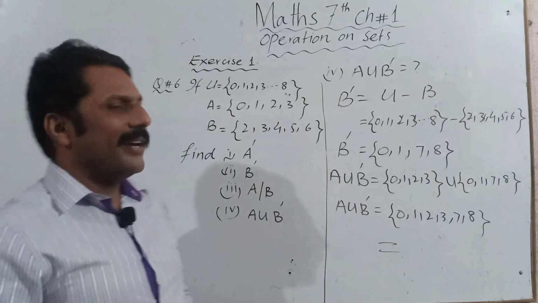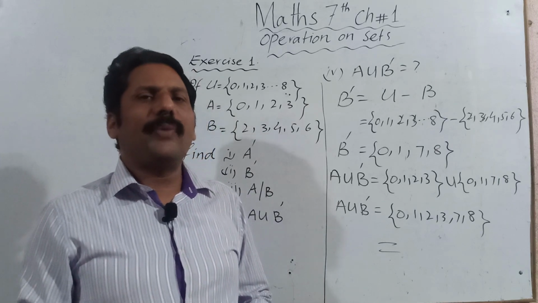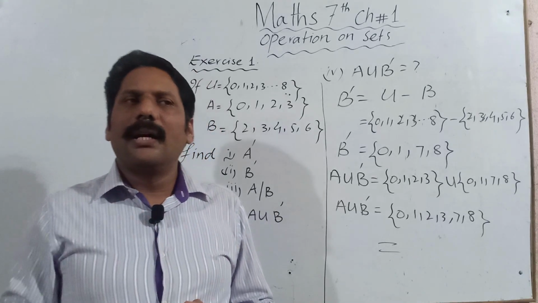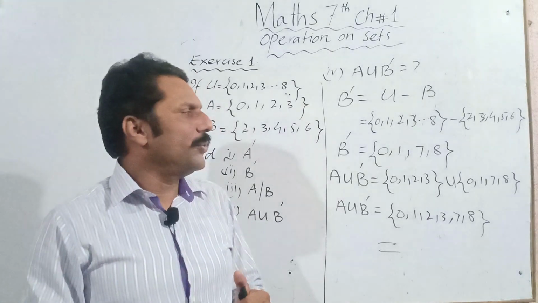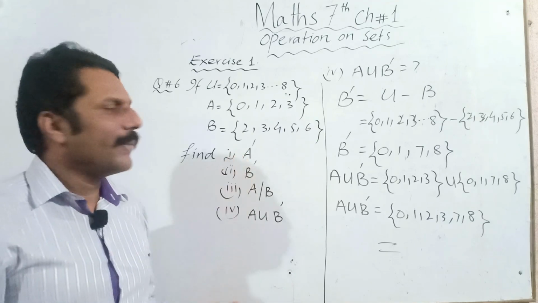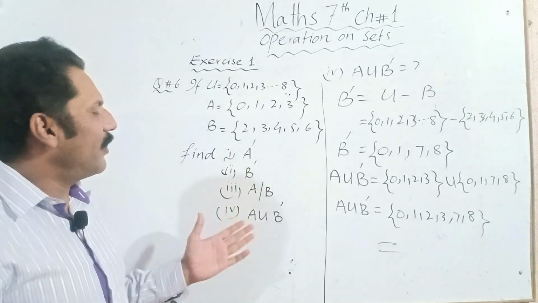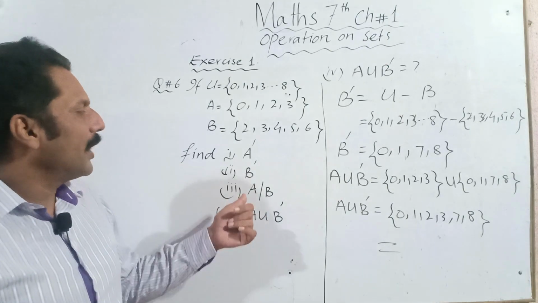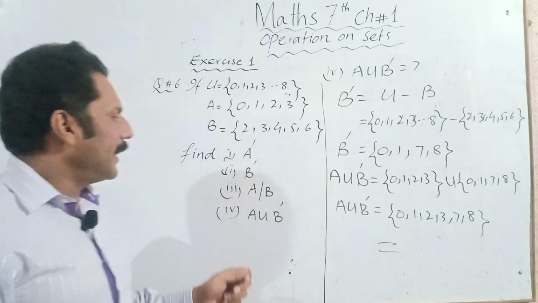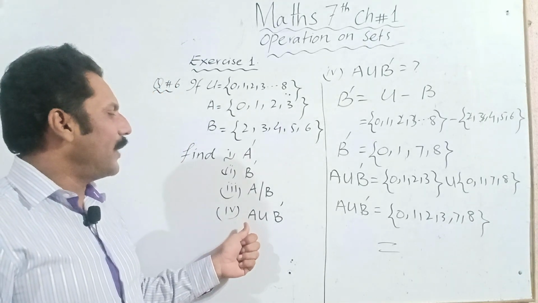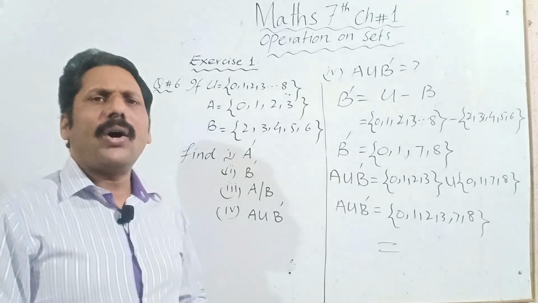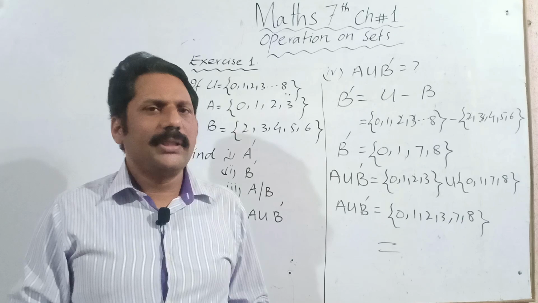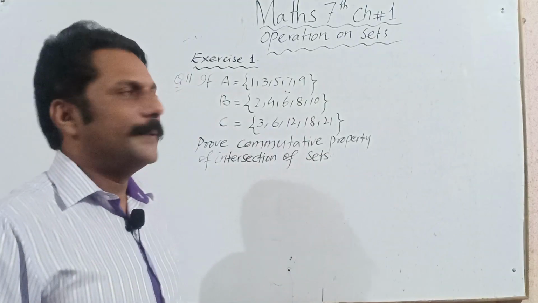Okay, so far we have learned how to find union of two sets, how to find the intersection of two sets, and how to find the complement of a single set. Then we have learned how to find A slash B or A minus B, or difference of two sets. And then we have also learned how to find A union B complement. Now two more things are left in this chapter, that is commutative property and associative property. Let's do it.